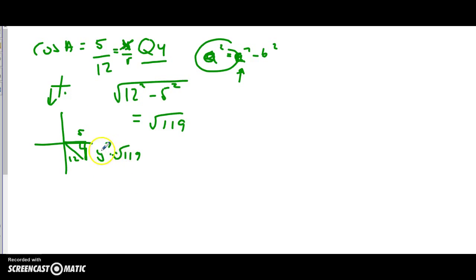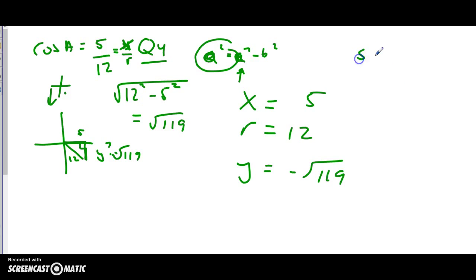So my y value is negative root 119. Otherwise, I wouldn't be in the fourth quadrant. So let's review this, sum it up. x is 5 here, r is 12, and I had y equal to negative root 119.